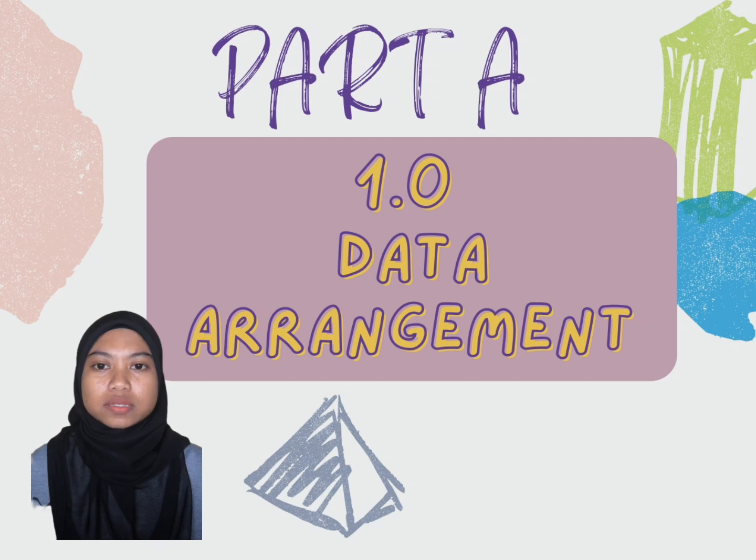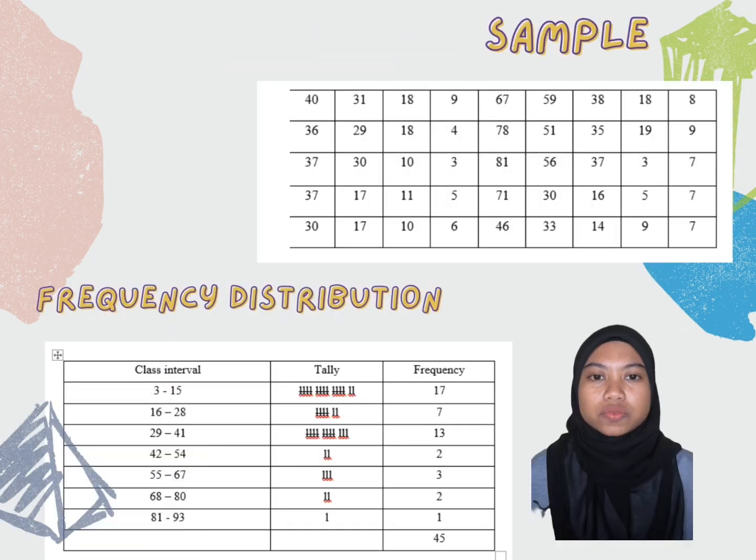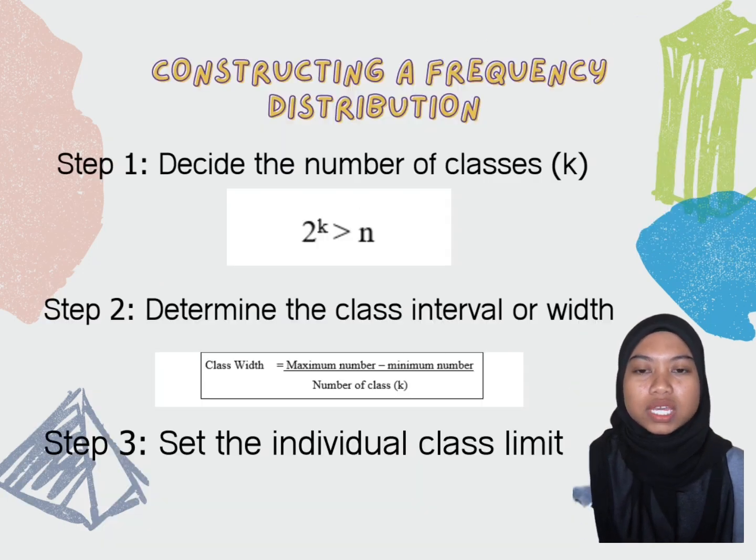First part in this slide is about data arrangement. As the question given, we need to choose more than 40 random numbers from the appendix. From those numbers, we construct the frequency distribution. There are 5 steps to construct the frequency distribution.